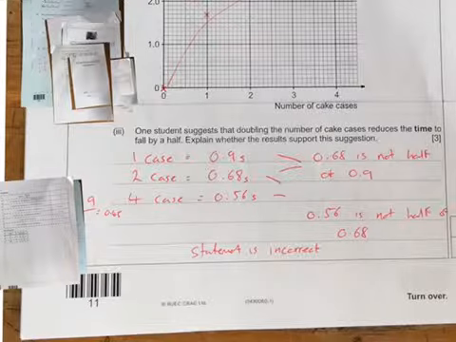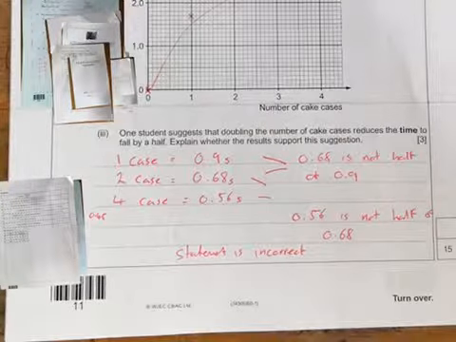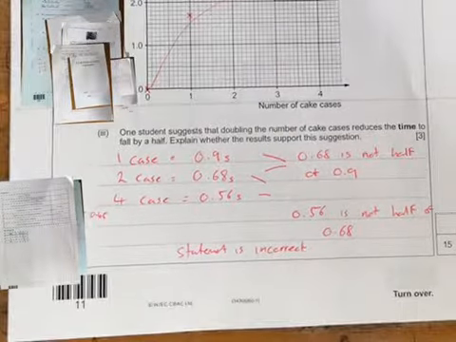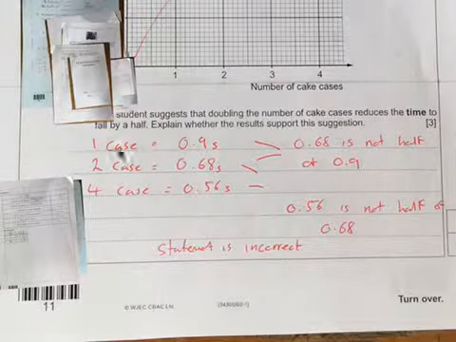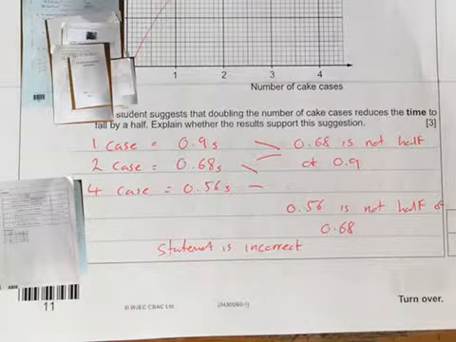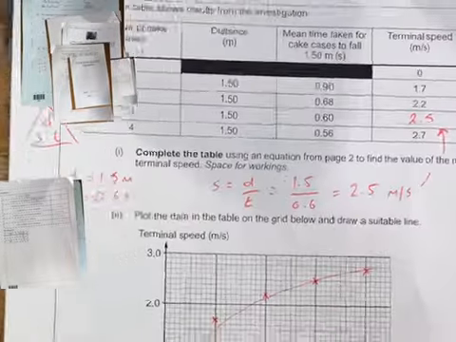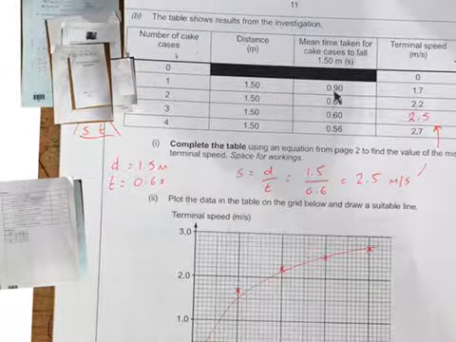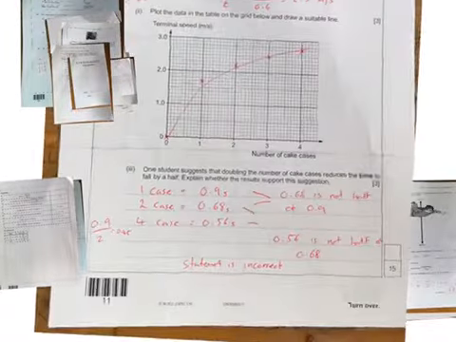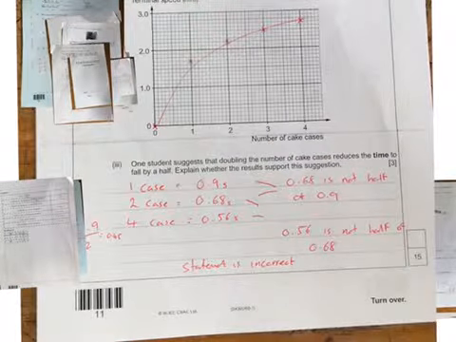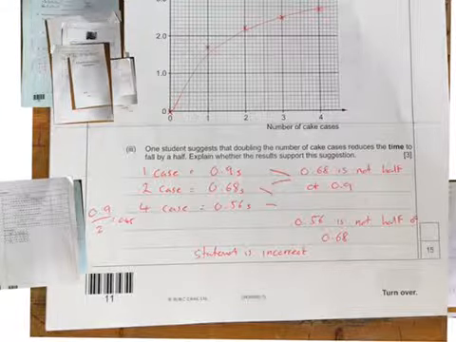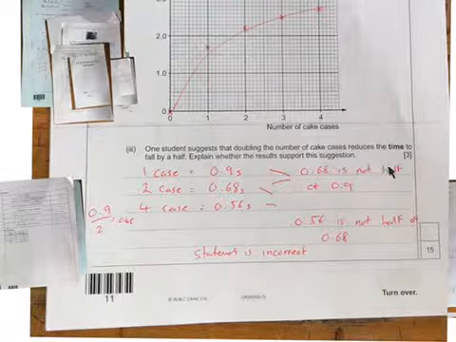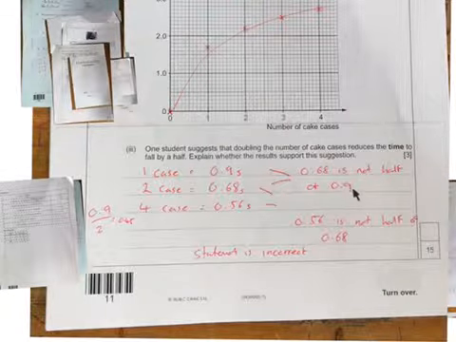And then one student suggests that doubling the number of cake cases reduces the time to fall by half. Explain whether the results support the suggestion. For 3 marks now, I'm going to do a little bit of trial and error. I'm going to say one case, it takes 0.9 seconds. Where did I get that information? I got it from here, look. Okay? So if it takes 0.9 seconds, 2 cases take 0.68 seconds. Well, 0.68 is not half of 0.9. Therefore, this statement is incorrect already.